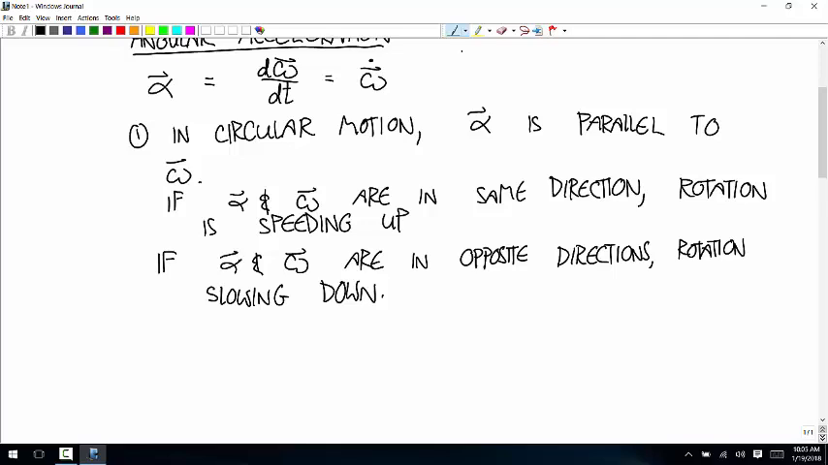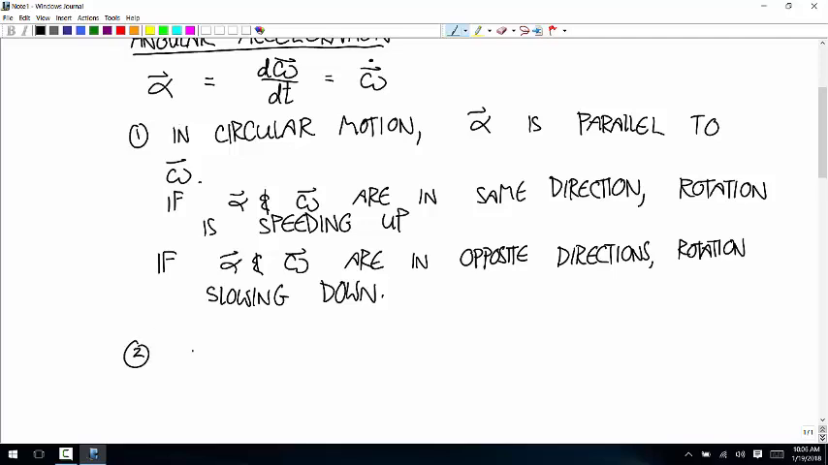That's also the case with translational velocity and acceleration. Since this is circular motion, think of a one-dimensional motion, like an object rolling along an incline or something that you throw straight up into the air. If the velocity and the acceleration are in the same direction, the object's speeding up. If they're in the opposite direction, the object's slowing down. And it works the same with circular motion.